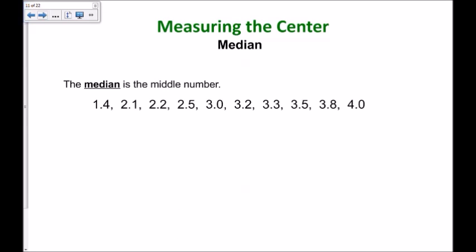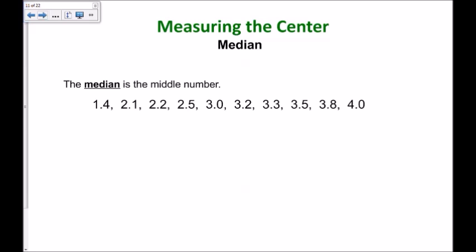Next, we will talk about measuring the center. There are 2 main ways that we measure the center of a data set. The first is the median, and the median is the middle number. Now here's some data that we will use throughout this video that I just made up, but I was thinking about GPAs when I made them.